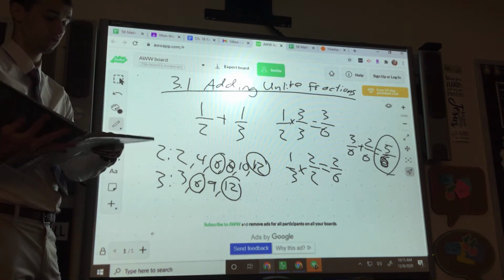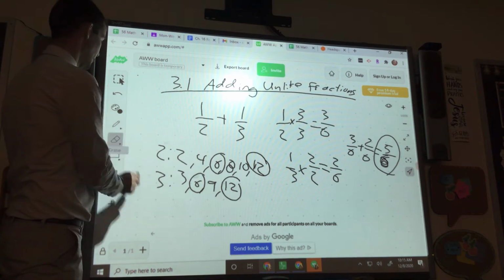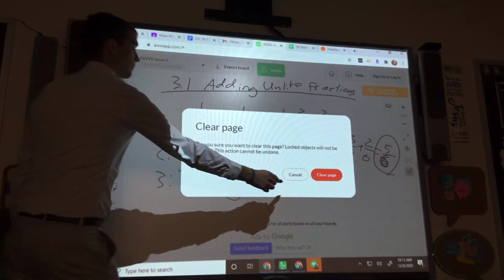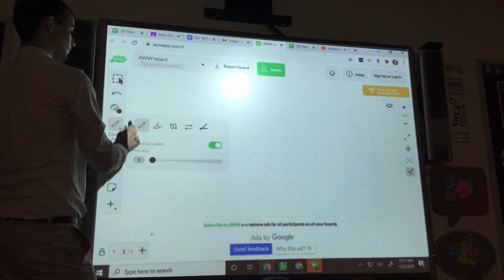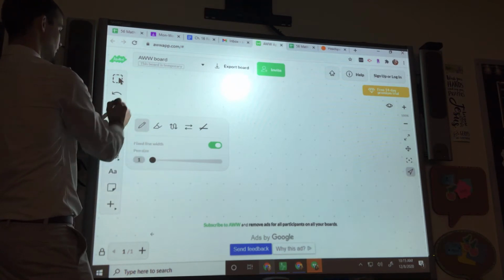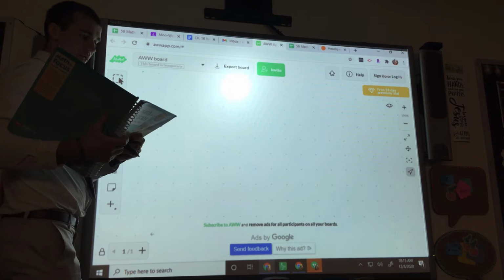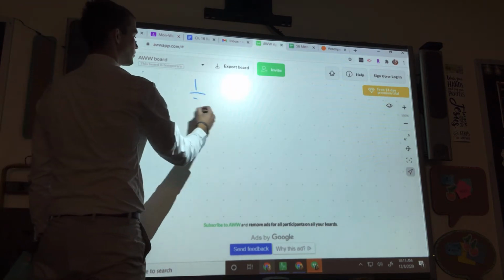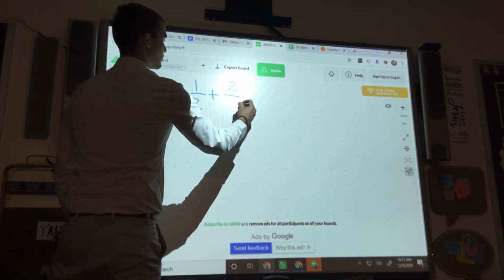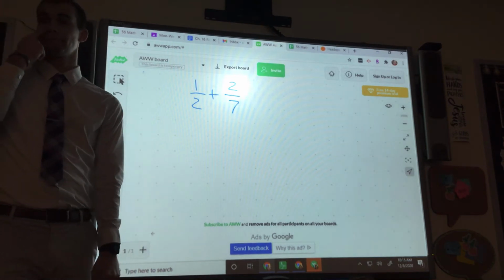All right, so that was page 122. Look over on page 123. We're going to go through some of that guided practice. So we have 1/2 plus 2 sevenths. So what's the first step?